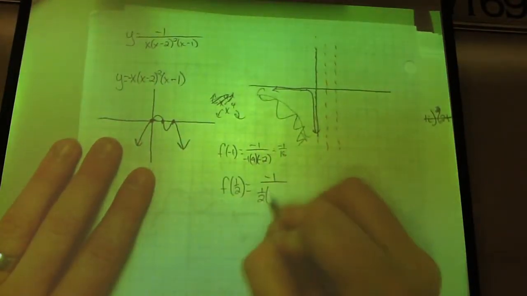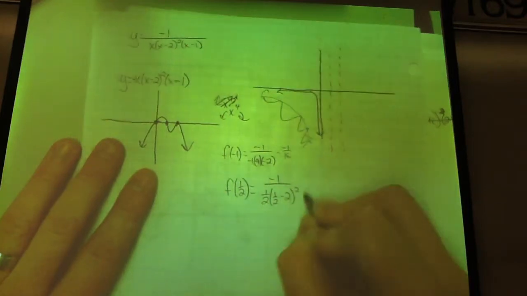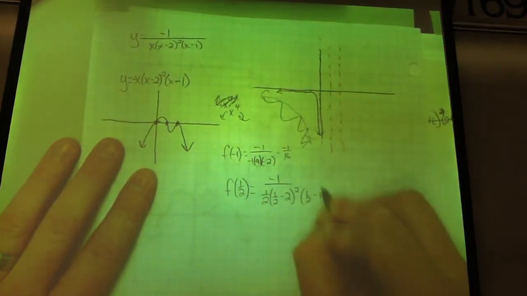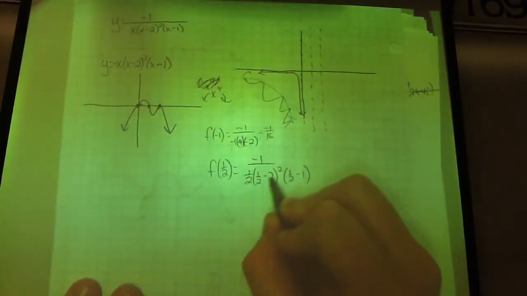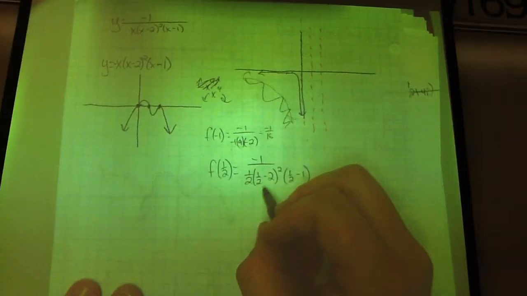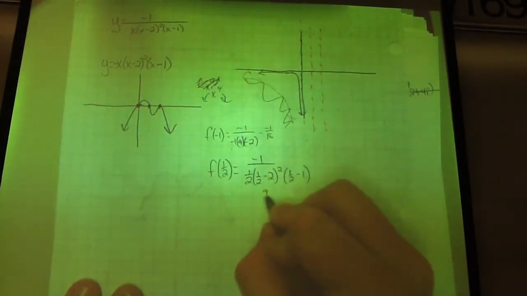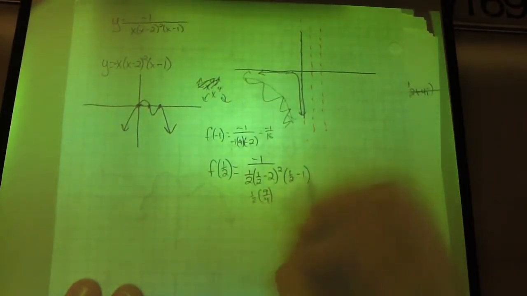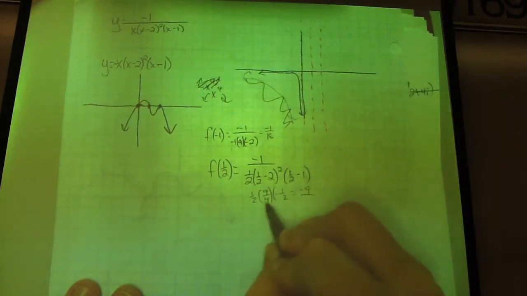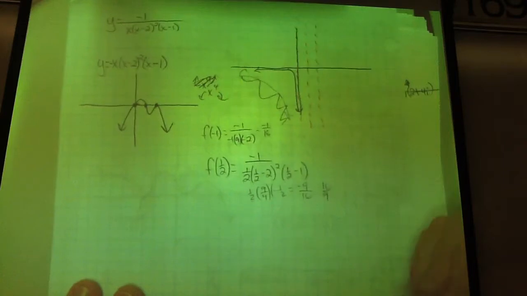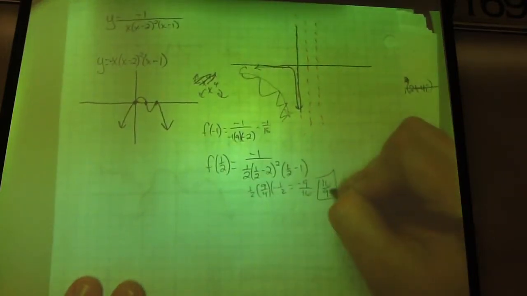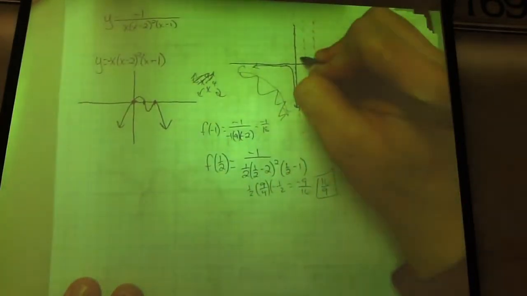1/2 minus 2 squared times 1/2 minus 1. It's miserable. Oh, it's not that bad. 1/2 minus 2 is -3/2. Squared is 9/4. Times a half, times -1/2. -9 over 2 is 16. And then flip it, and it's going to be 16 ninths. Positive. It's like right here.